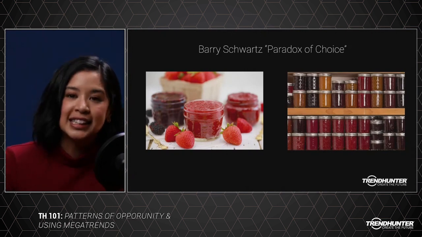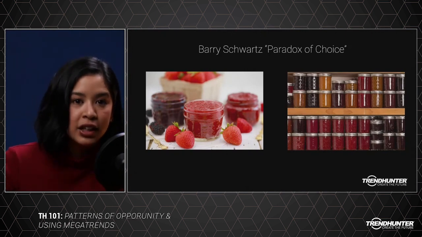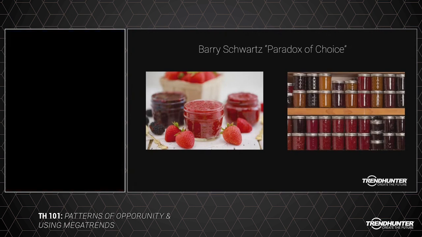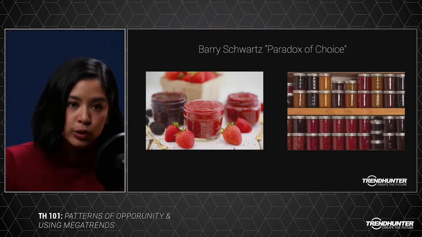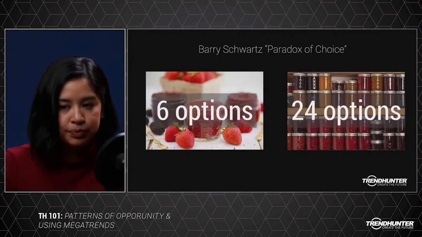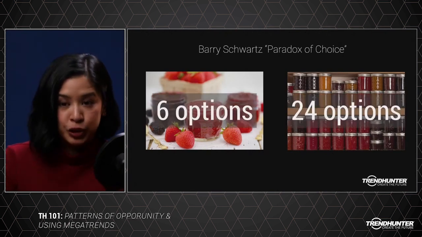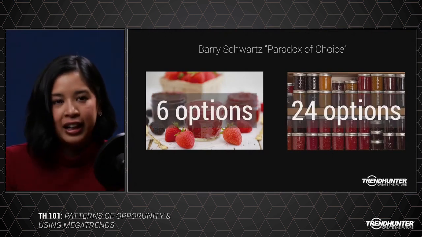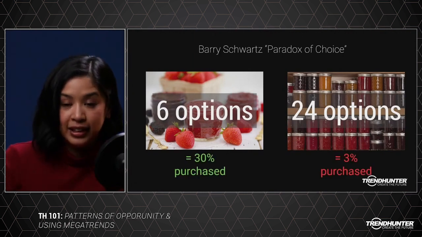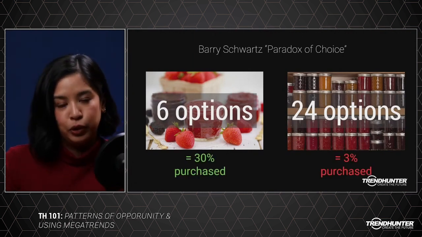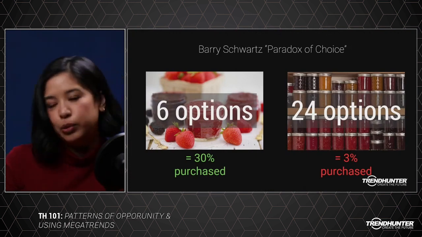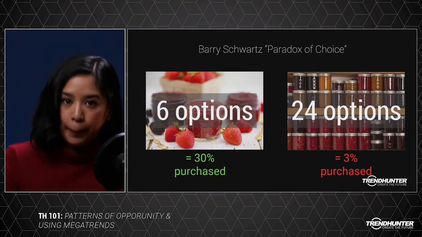Barry Schwartz is the author of The Paradox of Choice, which is also a TED Talk of the same name. He describes an experiment with kiosks at grocery stores selling jam. One kiosk had 6 options. One kiosk offered 24 options, all very creative. And interestingly enough, among the people who visited each of those kiosks, 30% of the people who visited the 6-option kiosk bought jam, and only 3% of the people who visited the 24-option kiosk bought jam.